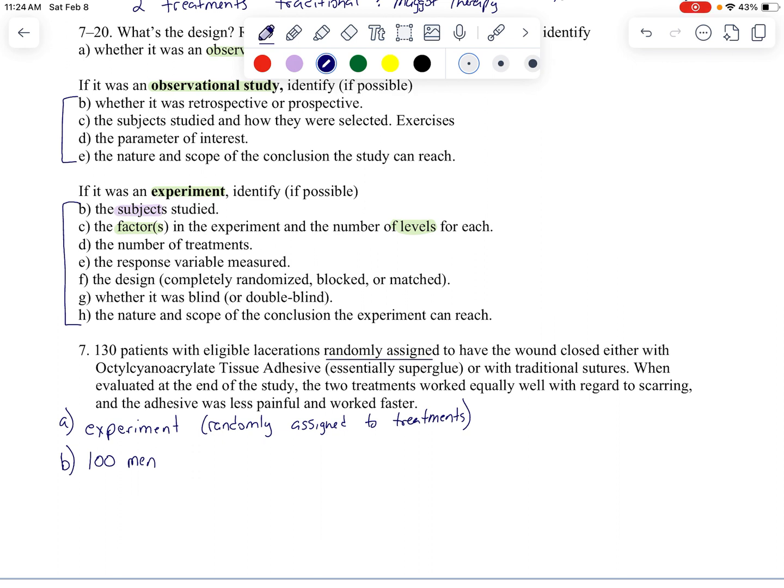Excuse me, not 100, 130. And it's not 130 men. I knew something wasn't feeling right. There's 130 patients with lacerations.